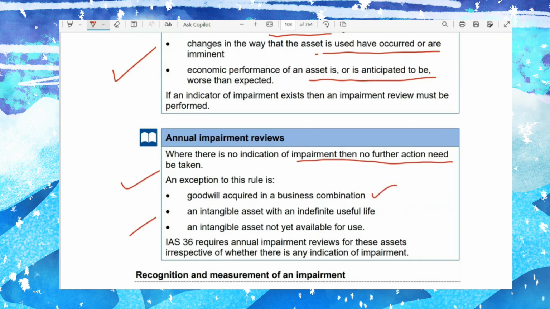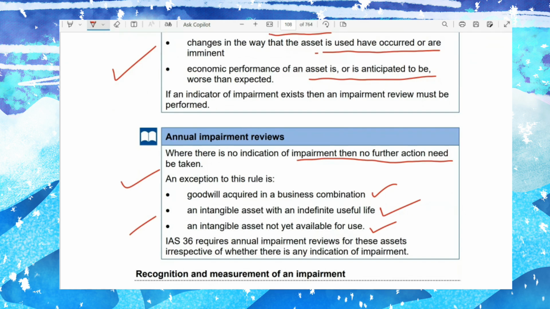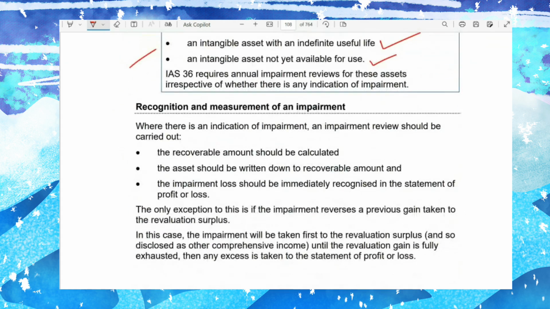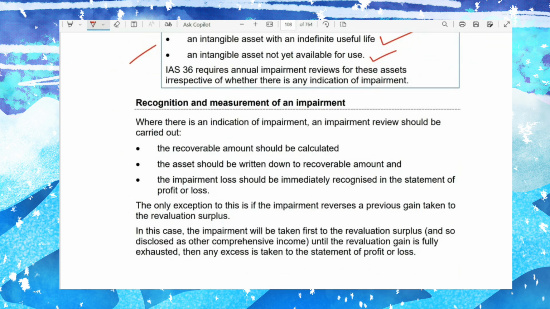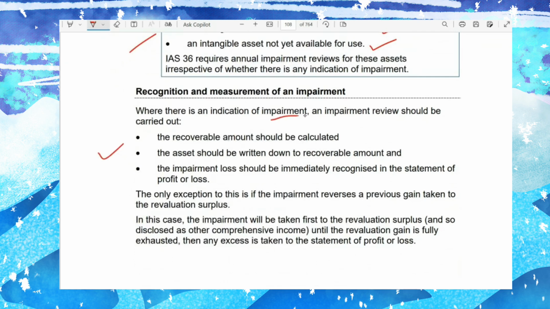Recognition and measurement of an impairment. Where there is an indication of impairment, an impairment review should be carried out. The recoverable amount should be calculated immediately, and the asset should be written down to the recoverable amount. Whatever the recoverable amount is, they will evaluate it, get a quotation from the buyers, and see how much they are offering for the asset. That is the same as a valuation method, or they will calculate the impairment losses. Impairment losses should be immediately recognized in the statement.